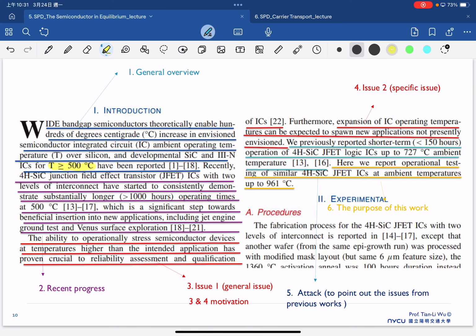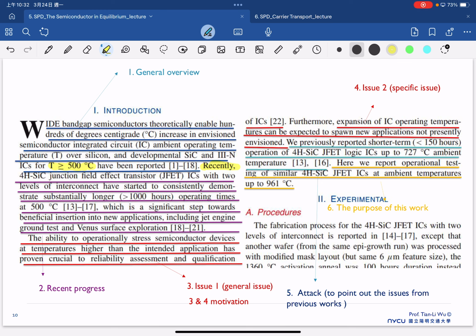So in the past decade, people already knew in theory that wide bandgap semiconductors are good for high temperature, and several literature already demonstrated operation at more than 500 Celsius degrees. Once we finish the general overview, we will mention a little bit of recent progress, because we want to highlight that something is ongoing recently.